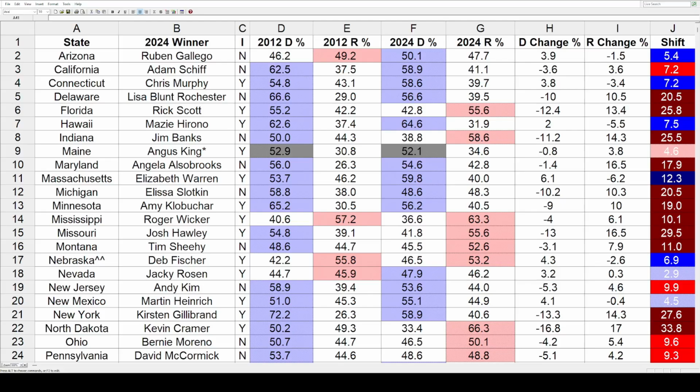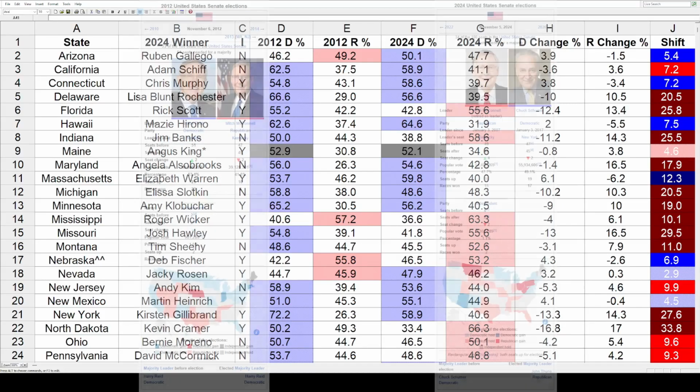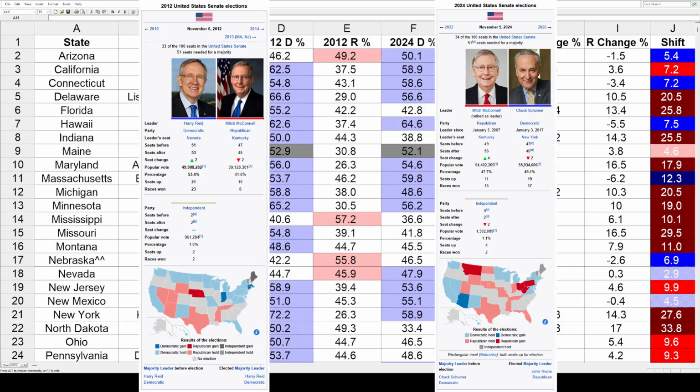If you want to skip ahead to the map, there's going to be a chapter down below in the description. But first, let's get a little bit of background information. So here's 2012. In that election, Democrats finished with 53 seats, Republicans 45. Dems picked up 2 of them. We also can't forget about the 2 independents that caucus with the Dems on the bottom. In total, with the national popular vote just in the Senate, Dems got 53.4, Republicans 41.8.